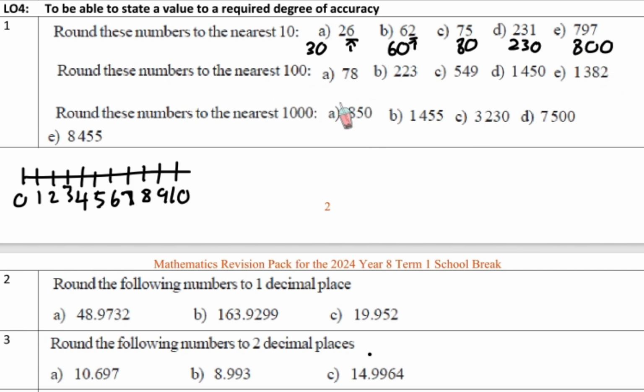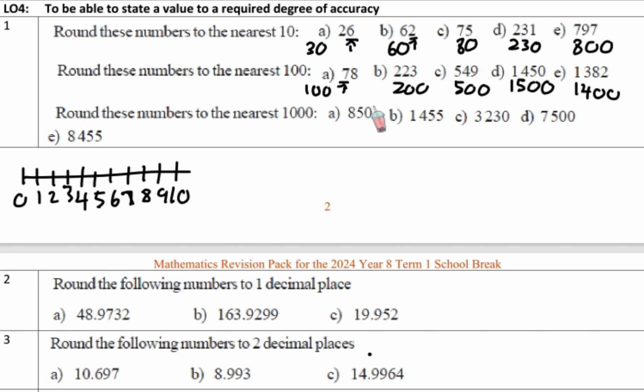Round these numbers to the nearest 100. To round a number to the nearest 100, we need to look at the numbers that are in the tens position. So this would be 100, since 7 is closer to 10. And this would be 200, because 2 is closer to 0. And this will be 500, this will be 1,500, and this will be 1,400.